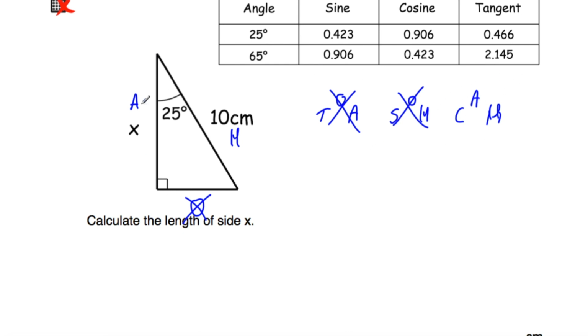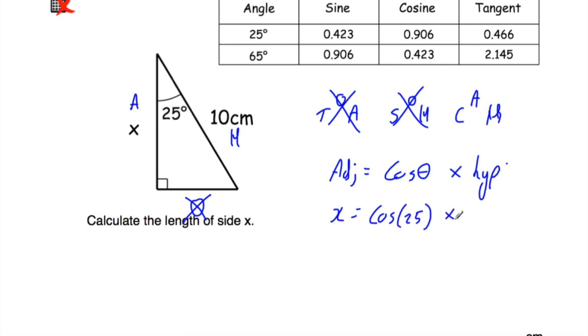Now if we have a look at our triangle, we're trying to find the adjacent. So that means if we cover up the A, the adjacent is equal to the cos of the angle multiplied by the hypotenuse. So let's write that down. The adjacent is equal to cos theta multiplied by the hypotenuse. And let's substitute in our values. The adjacent, which is x, is equal to cos 25, so cos 25, I'm going to put it in brackets, multiplied by the hypotenuse, and the hypotenuse is 10.